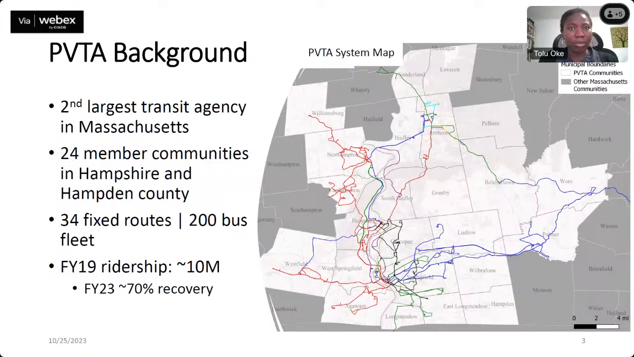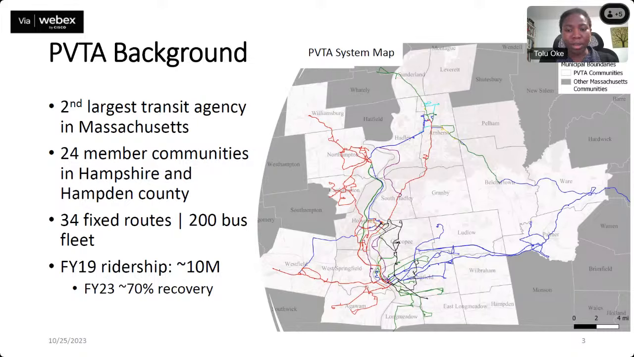So the focus of this presentation is the PVTA work that we did. So I wanted to give a quick background of the Pioneer Valley Transit Authority's system. The PVTA is the second largest transit agency in Massachusetts. We provide service across 24 communities in Hampshire and Hampden County. We operate 34 fixed routes with about 200 buses. And in FY19, so pre-pandemic, we were providing about 10 million rides. And since COVID, we have gotten back to about 70% of our pre-COVID levels.